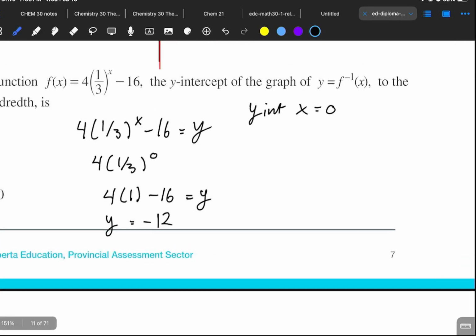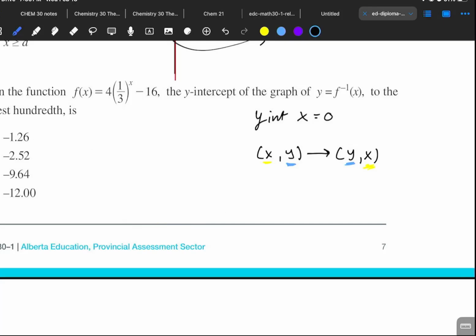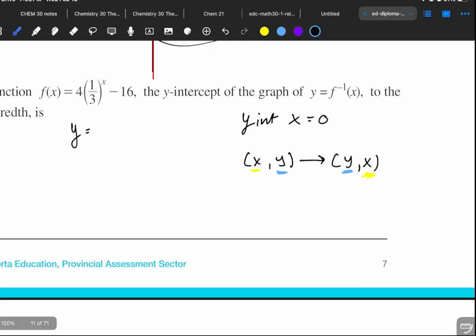And what I want you to realize is that if you were to write out the mapping notation for an inverse, all that's happening is your y and x values are effectively being switched. So the y-intercept of the original graph would now become the x-intercept of the inverse graph. And inversely, the x-intercept of the original graph would become the y-intercept of the inverse graph. So to find the y-intercept of the inverse graph, what you can do is just find the x-intercept of the original graph. So we just say y is equal to 4 times 1/3 to the power of x minus 16. And now what we can do is set y equal to 0, because remember when you're finding the x-intercept, you set y equal to 0.